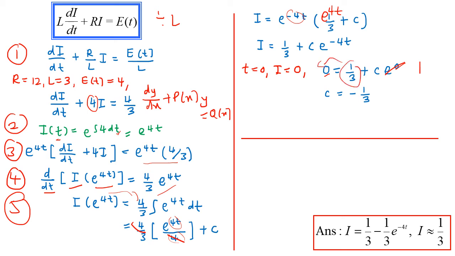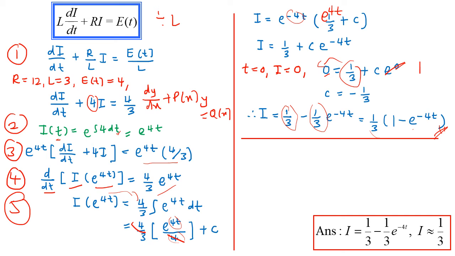Right. So lastly, after we obtain the value of c, that is negative 1 over 3, we can rewrite our equation. So 1 over 3 plus c, so c will be negative 1 over 3, exponent negative 40. Since both here we have negative 1 over 3, we can factorize 1 over 3. So factorize 1 over 3, so it will be 1 minus exponent negative 40. So that will be our particular solution for this question.